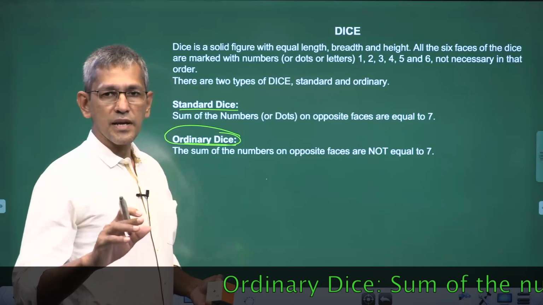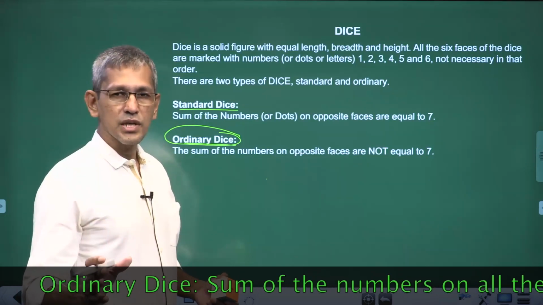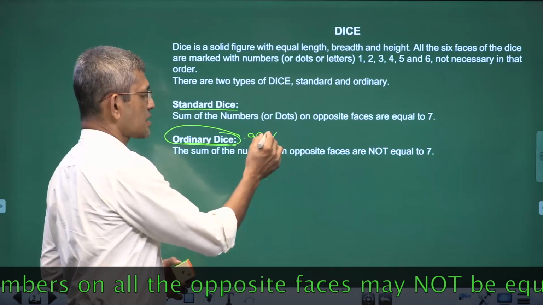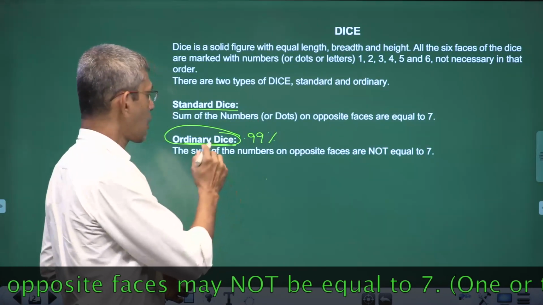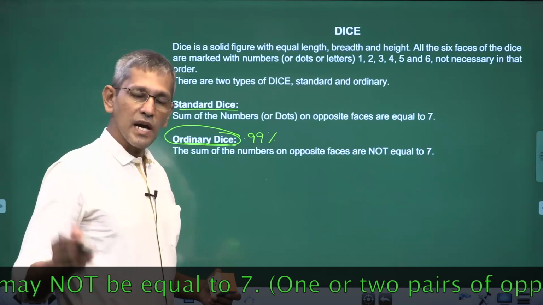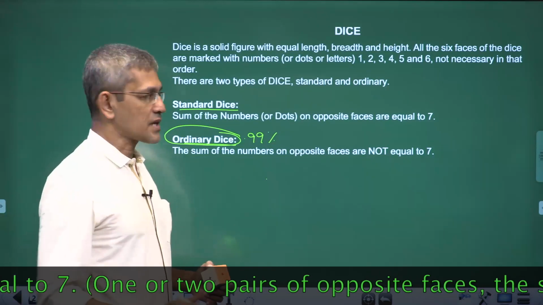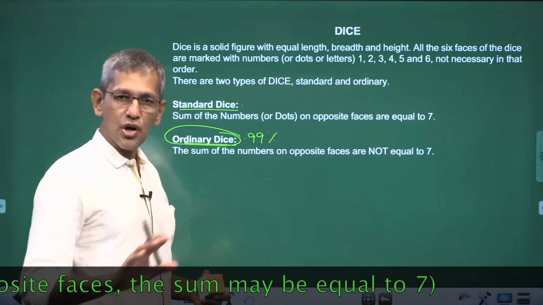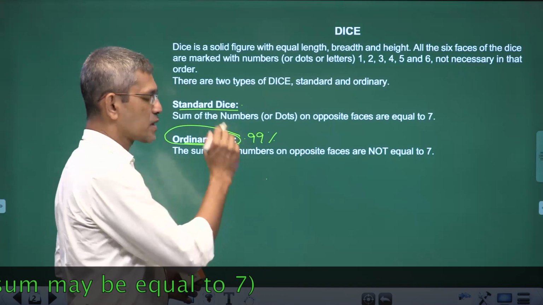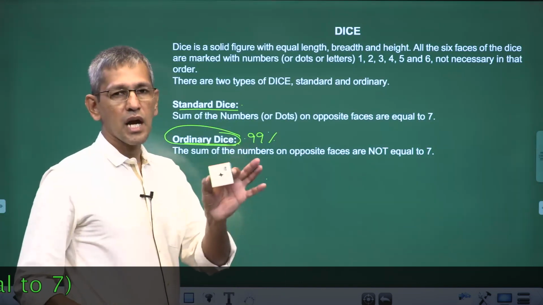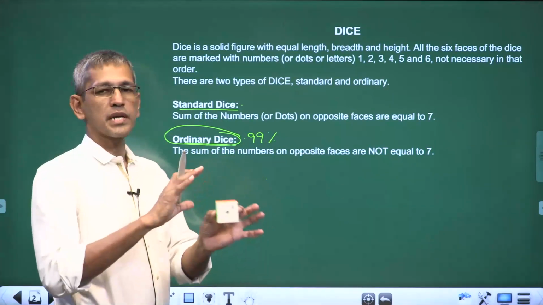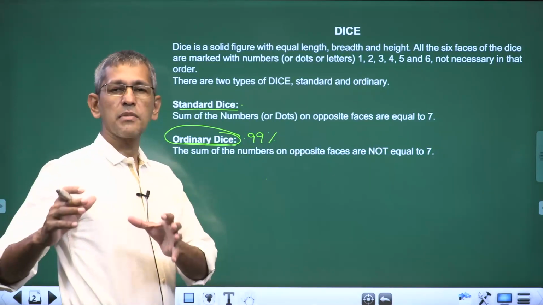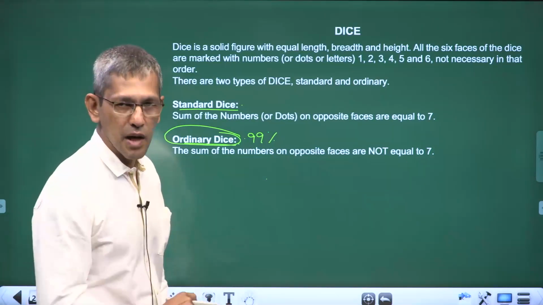So in competitive exams, what kind of dice can you expect in the question? 99% of the time, what you expect is an ordinary dice. If a standard dice is given to you, then definitely they will mention that in the question: this is a standard dice. If it is not mentioned, definitely we are looking at an ordinary dice. So what is the issue with that? It's unpredictable. Then how do you deal with those kinds of questions? We have a number of rules for that. We'll take a look at them one by one.